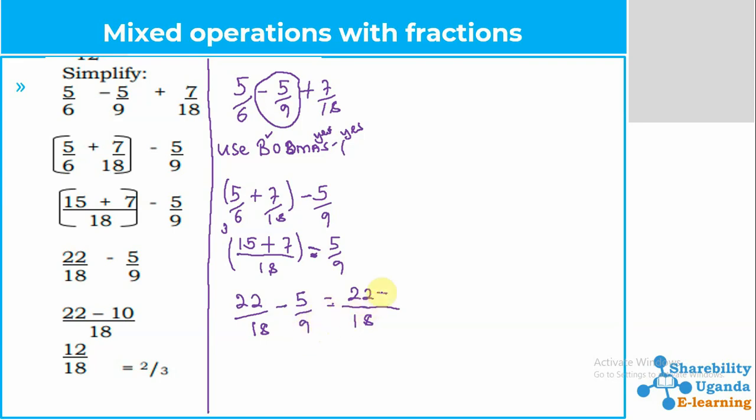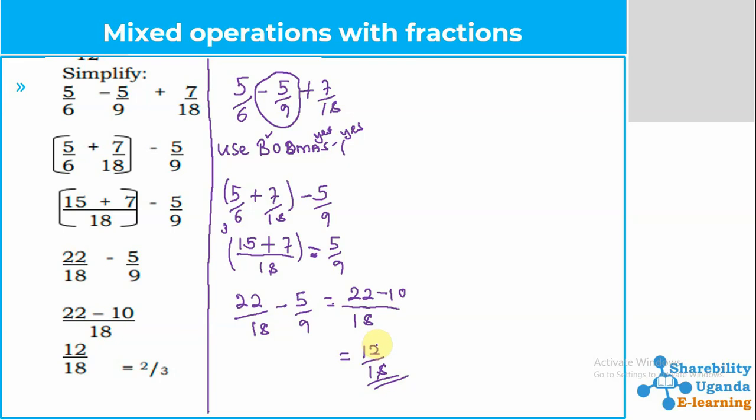18 divided by 9, we get 2. 2 times 5, and this is going to be our 10. So now this simply means that we shall now get our 12 out of 18. This is going to be our final answer. Okay, so we can also still reduce this.